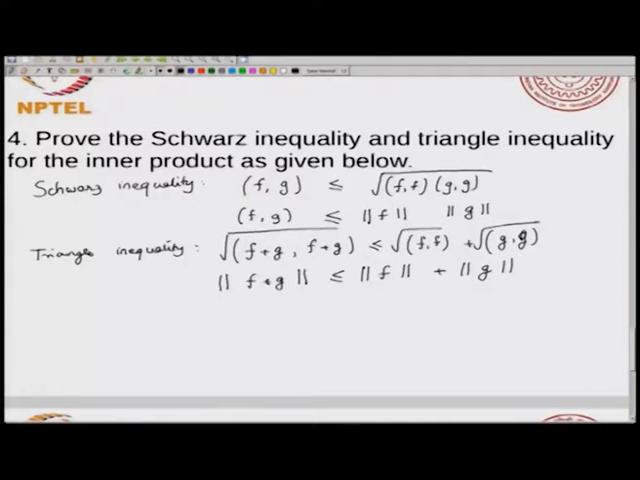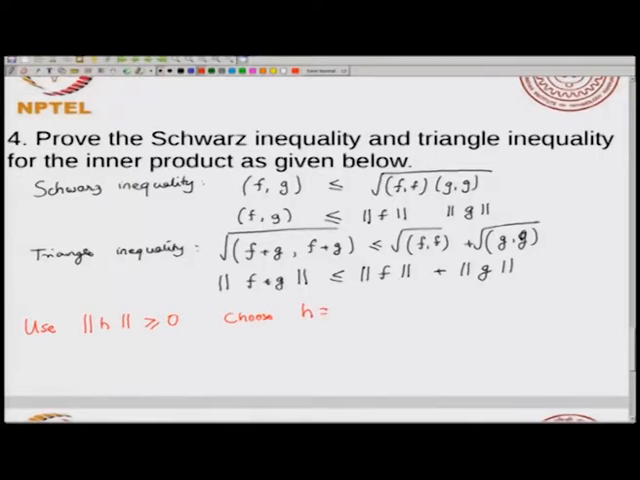Okay. So, this is a triangle inequality, and what we are going to do is go ahead and show both these inequalities. Now, there are many ways to prove the Schwarz inequality. One common method is to use the idea that the norm of any function should be greater than or equal to 0. In the definition of the inner product, one of the conditions is that the norm of any function should be greater than or equal to 0.